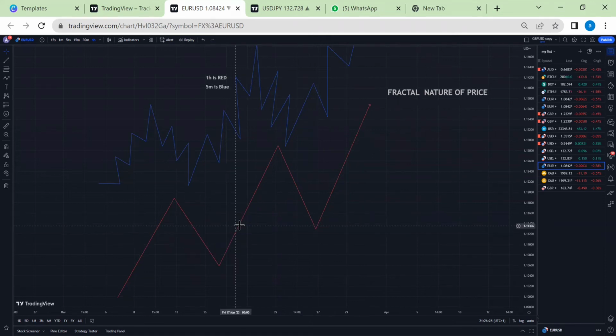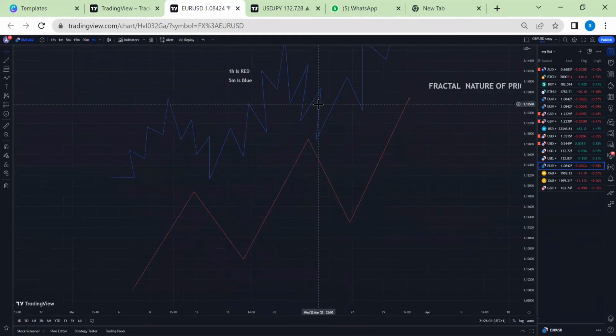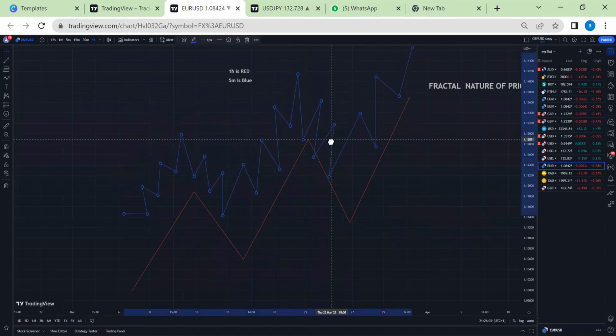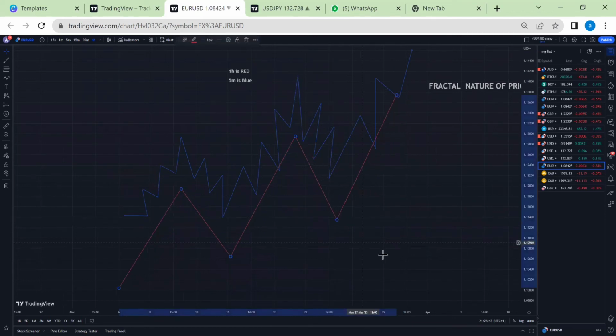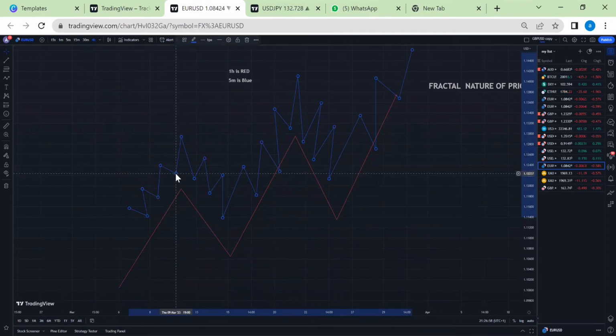Now let's say this red is 1 hour time frame, a bigger time frame. By the time you go down to a smaller time frame, you will see the same higher high, higher low on the lower time frame, the same thing.